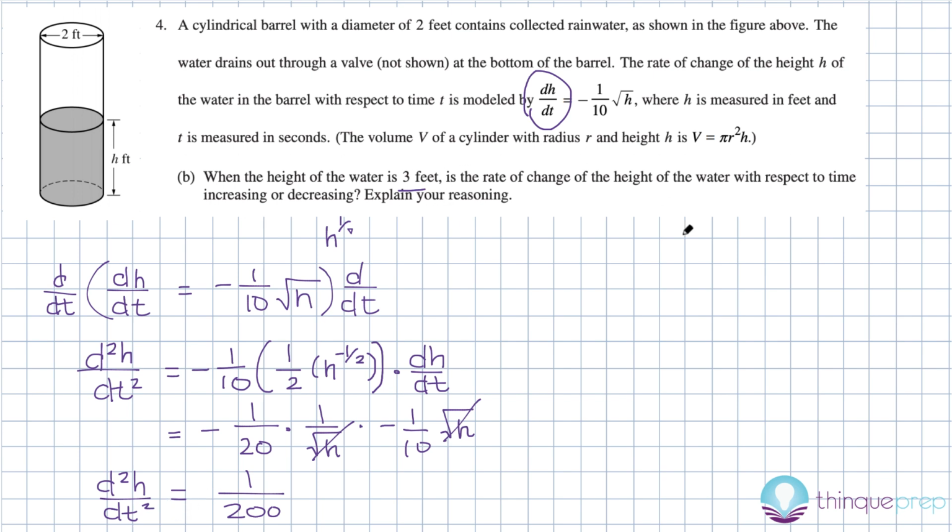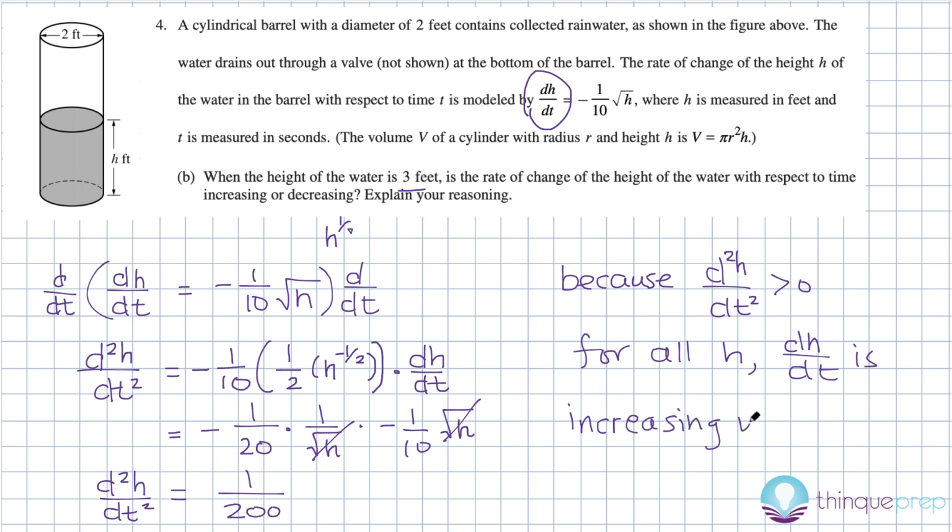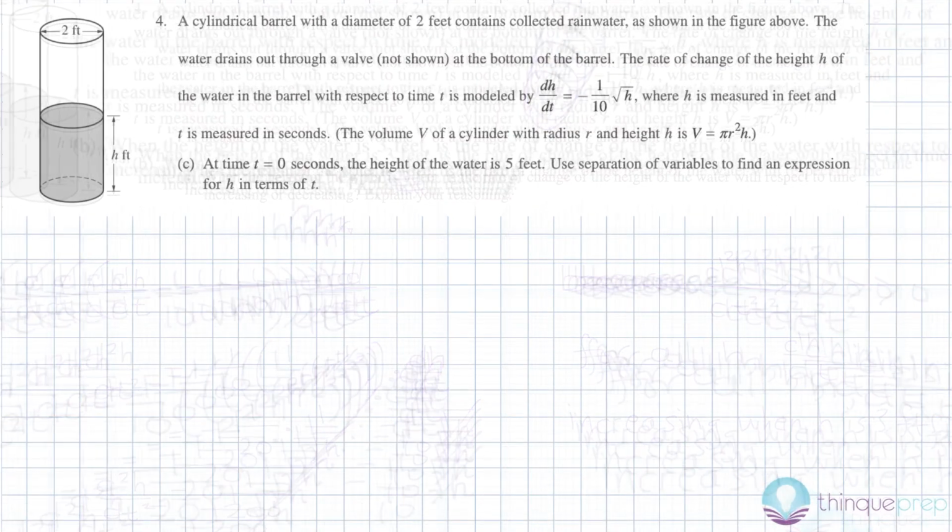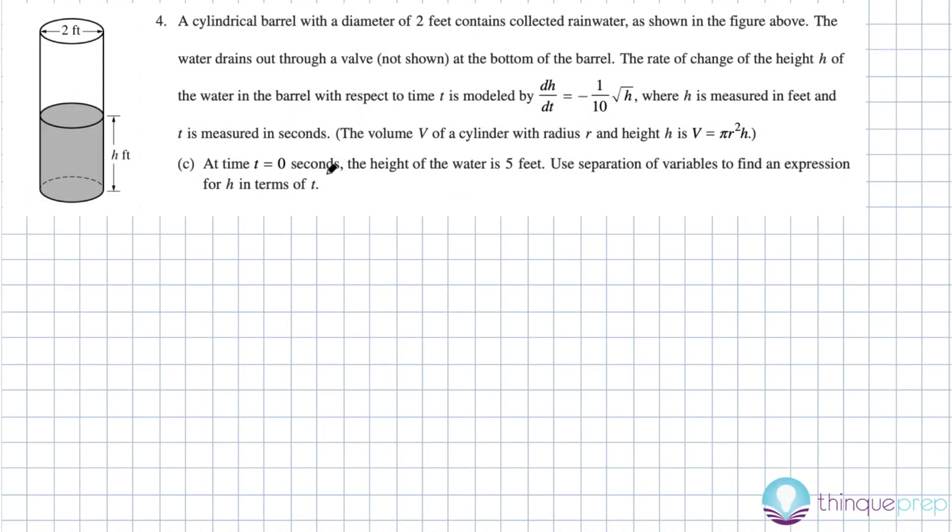So then explain our reasoning. So we can say, because d squared h over dt squared is greater than 0 for all h, dh dt is increasing when h is 3 feet. And there you go. In part C, we're told that when t is equal to 0 seconds, the height of the water is 5 feet.